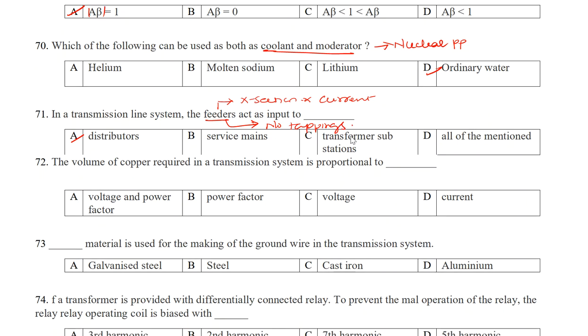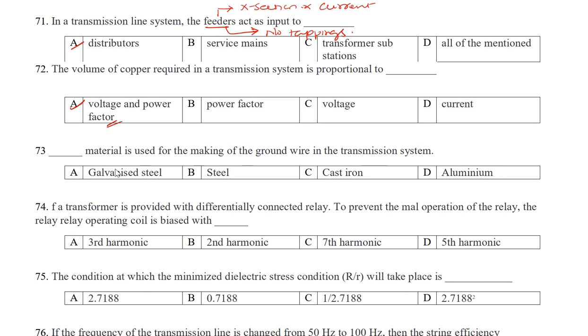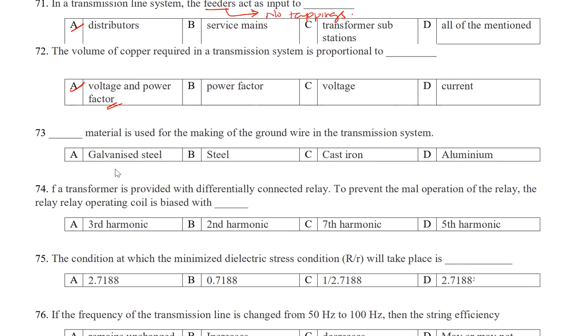Okay, next question. The volume of copper required in the transmission system is proportional to voltage as well as power factor here. So both are dependent on the voltage and power factor. Next one here.